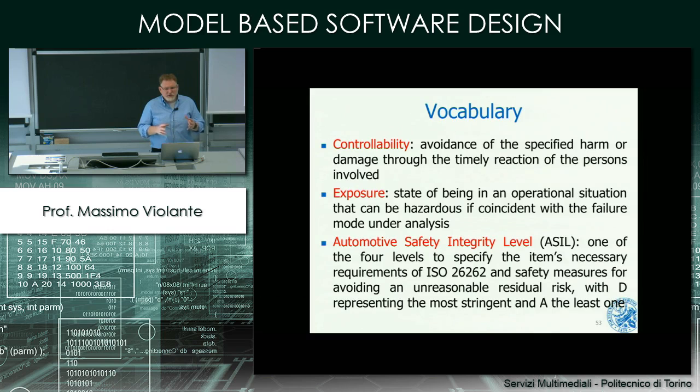When we are able to identify the severity, the controllability, and the exposure, we have all the ingredients to derive the automotive safety integrity level. The automotive safety integrity level, ASIL, is a way for measuring how critical an item is, based on the combination of severity, controllability, and exposure. We will see later on that this is a result of the concept phase of the standard.